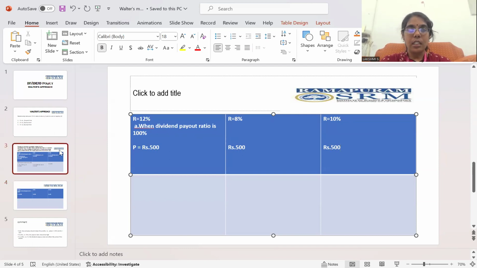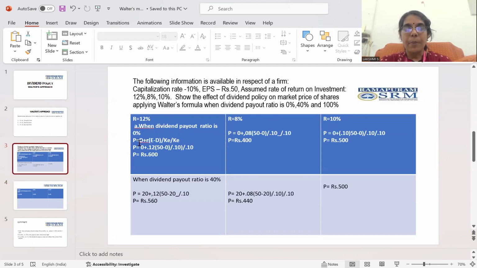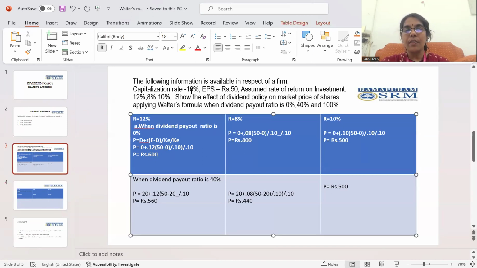See, again I will calculate it here. Price of the share equal to dividend plus rate of return into earning per share minus dividend, divided by KE, and divided by overall KE. So here the dividend payout ratio is 0 plus the rate of return is 12%, that is 12 by 100, that is 0.12, into earning per share is 50 minus dividend, which is again 0, divided by KE. KE is the cost of capitalization rate 0.10 and the overall division is 0.10. So the price per share is rupees 600.